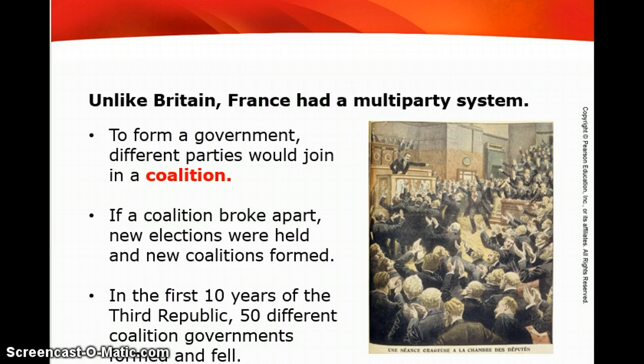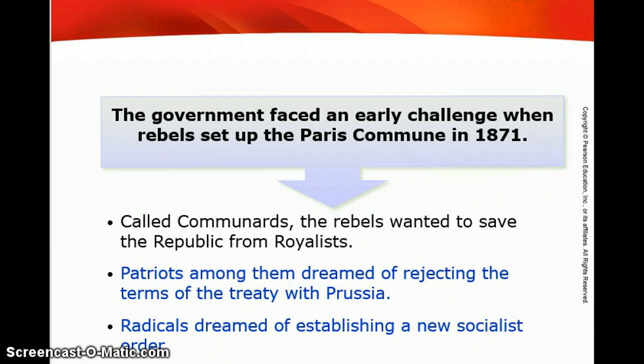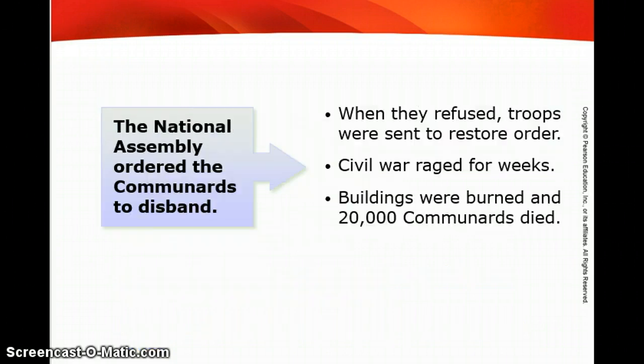However, France will prosper. The government faced an early challenge when rebels set up the Paris Commune in 1871. Called communards, the rebels wanted to save the Republic from royalists. Patriots among them dreamed of rejecting the terms of the treaty with Prussia from the Franco-Prussian War of 1870. Radicals dreamed of establishing a new socialist order. The National Assembly ordered the communards to disband. When they refused, troops were sent to restore order. Civil war raged for weeks. Never good when there's a civil war. That is Frenchmen, once again, killing Frenchmen.